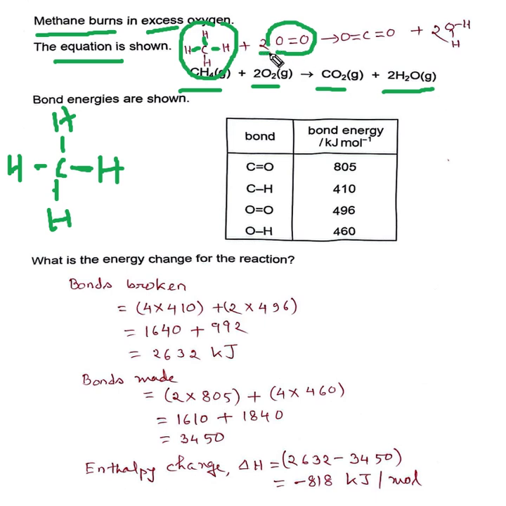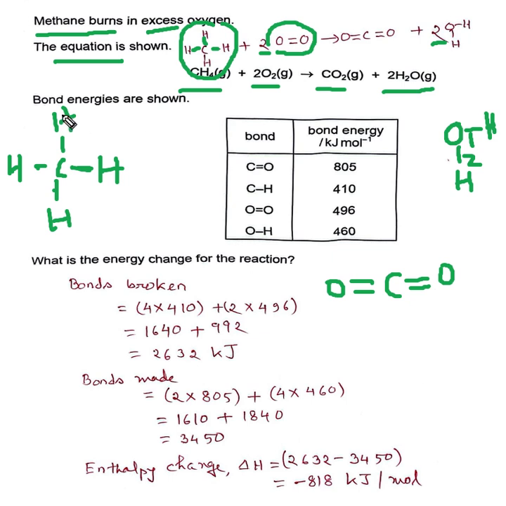2 moles of oxygen. In carbon dioxide, you know, there is a carbon oxygen double bond. There are 2 carbon oxygen double bonds in carbon dioxide. And water has 1 oxygen, 2 hydrogen. So 1 mole of water contains 2 oxygen hydrogen bonds, 2 moles contain 4 oxygen hydrogen bonds.